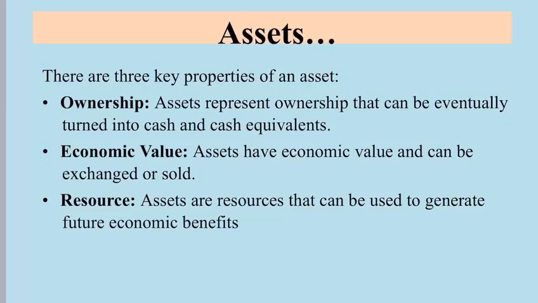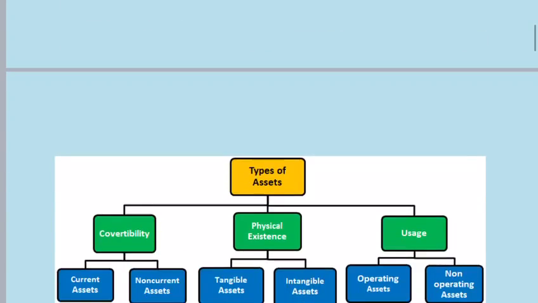Then the resources. Assets are resources that can be used to generate further economic benefit. This is a very economic, operating definition of assets. It simply means anything which is used to generate revenue, which is used to generate income for the business, which a business or an organization uses for running its operations, is termed an asset. So, anything which has these 3 properties will be termed an asset in an organization.